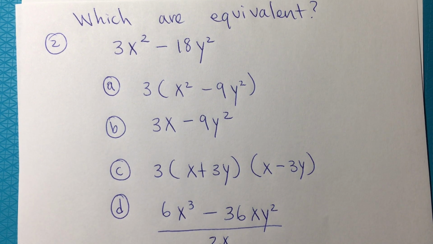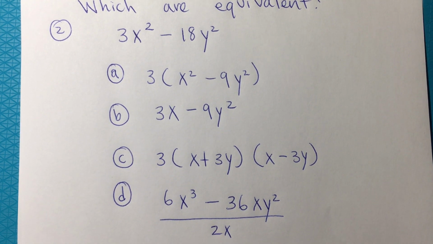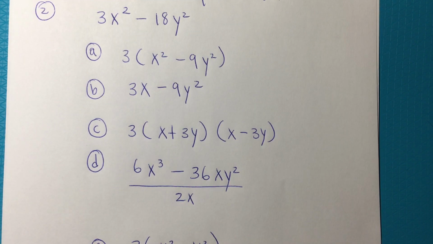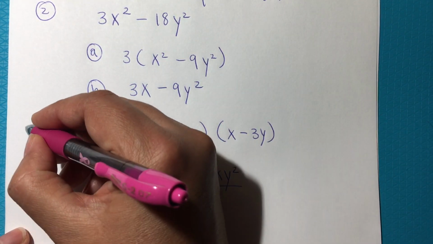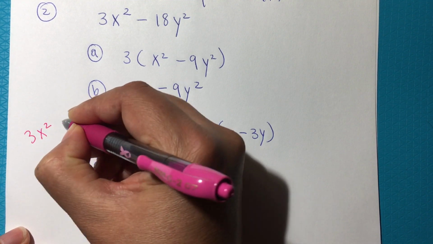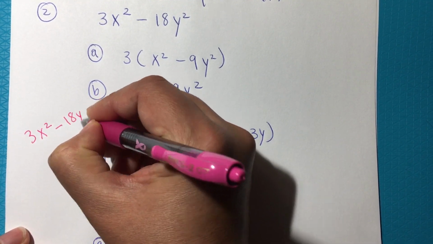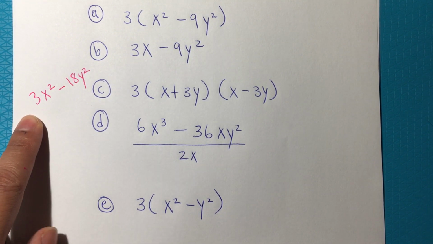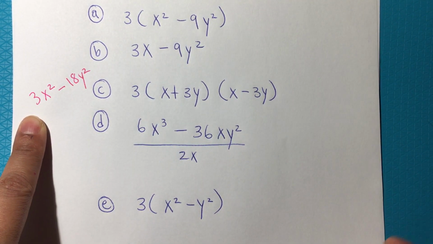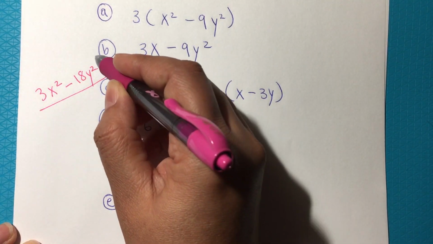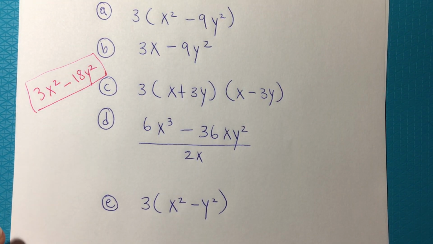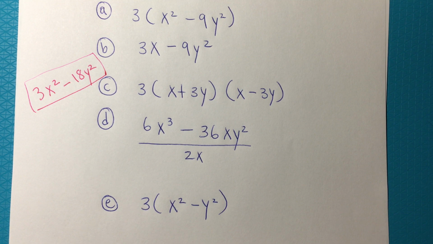Number 2, it says which ones are equivalent, and I think I'm gonna have to zoom out a little bit in here. Let me write this expression that they gave us, 3x squared minus 18y squared, because I cannot keep it in here. So that's what we need to compare to, okay? Now I have all of them in camera. Okay, so which ones of A, B, C, D, E are equivalent to 3x squared minus 18y squared?